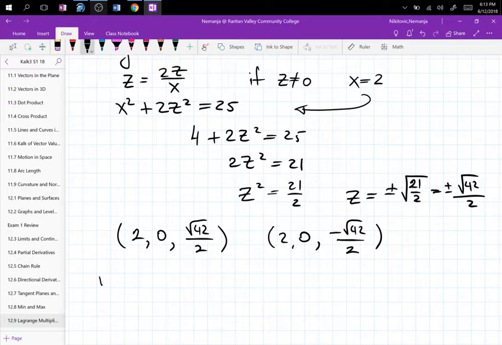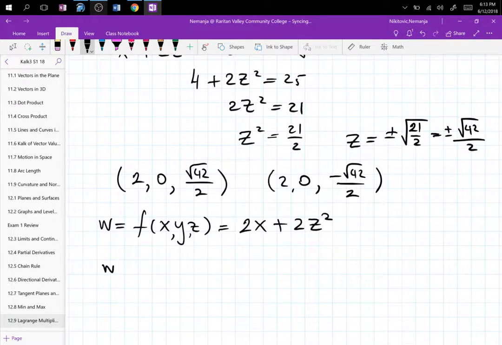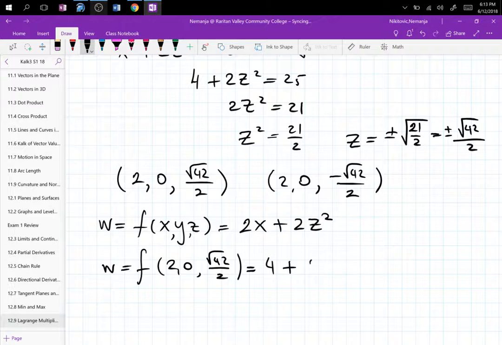So now we have that, let's say w is equal to f of x, y, z is equal to x plus z. So what happened? Now w is equal to f of 2, 0, square root of 42 over 2. When we plug that in, we get 4 plus 2 times 42 over 4. So the whole thing is 25, right?